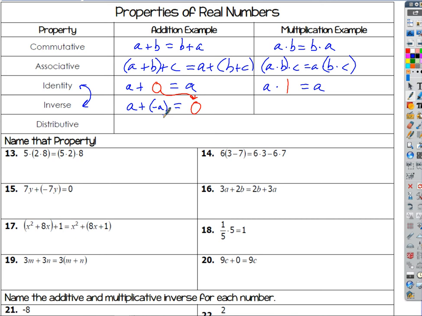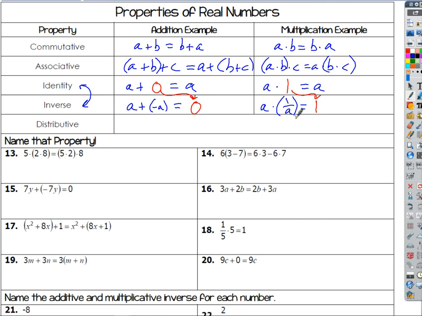Okay. For multiplication then, we'd want to know what could we multiply something by and get back its special identity number, which for multiplication is 1. So what's that going to be? A times 1 over A, good, which is really just a fancy way of saying what word? Reciprocal. Yeah, so the multiplicative inverse is just a reciprocal of something.